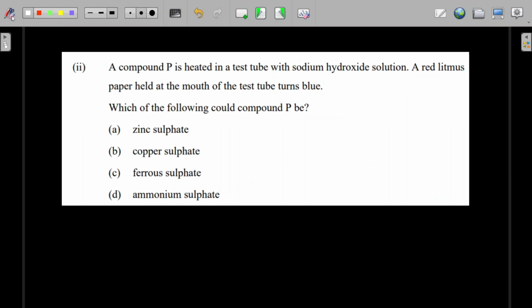Ayona, can you tell the answer for this? Is it ammonium sulfate? Yes. Compound P is heated in a test tube with sodium hydroxide solution, and red litmus held changes to blue. Always, only one basic gas we know, that is ammonia gas. And if ammonia gas has to be released, then the salt should contain the ammonium ion. So that is the observation.